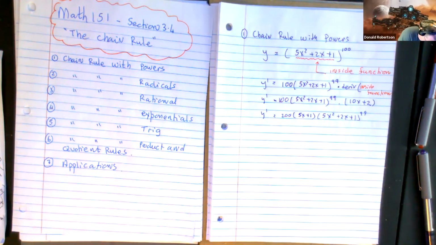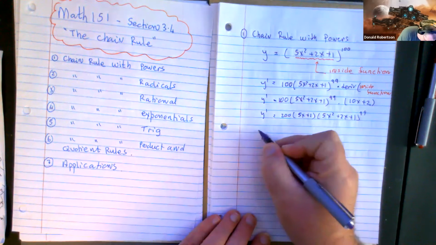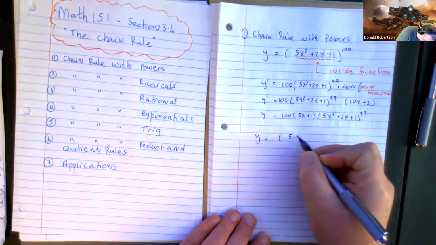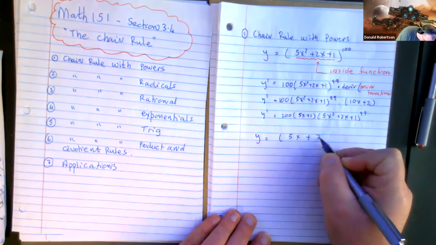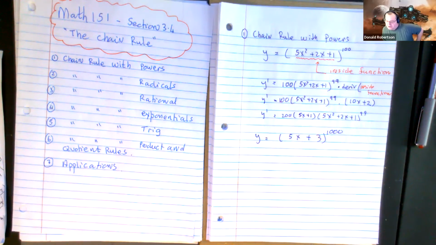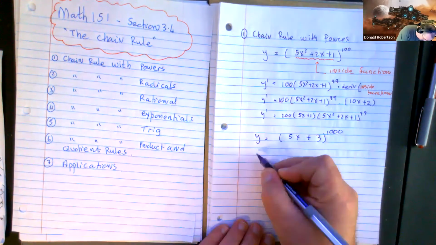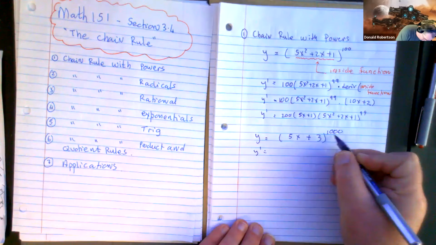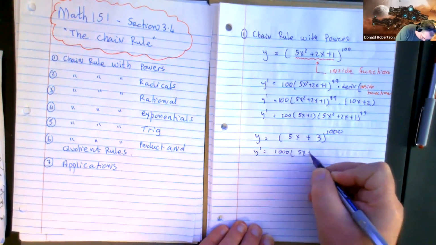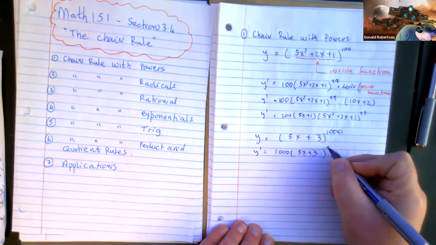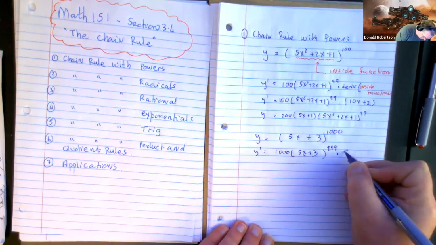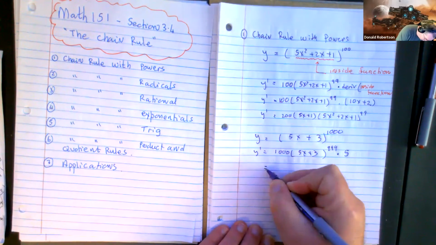Okay, let's try another one. Five x plus 3 to the power of 1,000. 1,000 times the inside function to 999 times the derivative of the inside function, and then make it all look pretty.